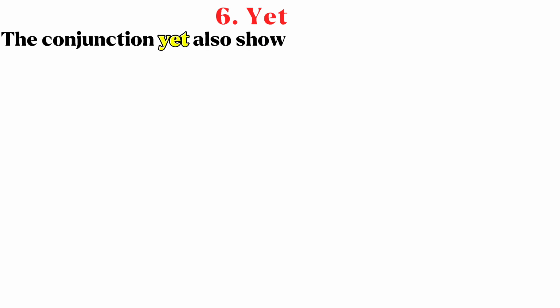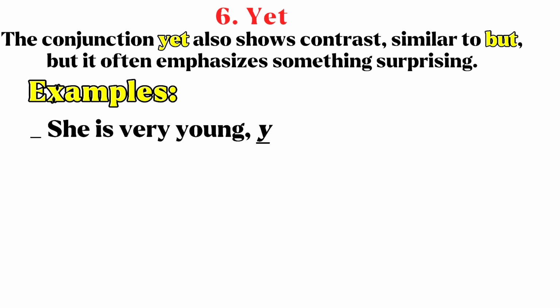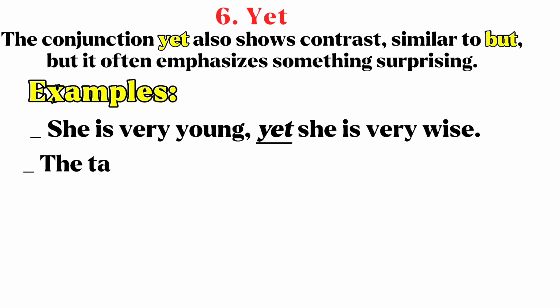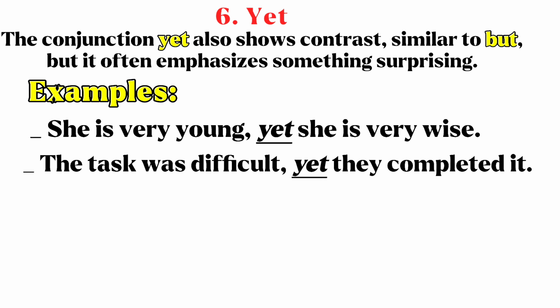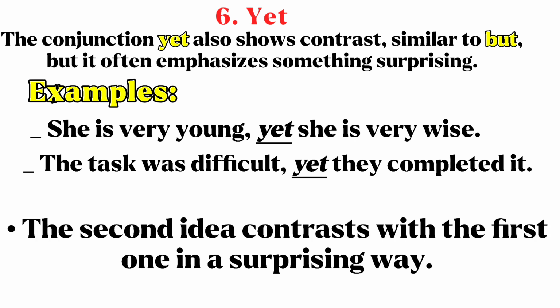The sixth is yet. The conjunction yet also shows contrast similar to but, but it often emphasizes something surprising. Examples: She is very young, yet she is very wise. The task was difficult, yet they completed it. The second idea contrasts with the first one in a surprising way.